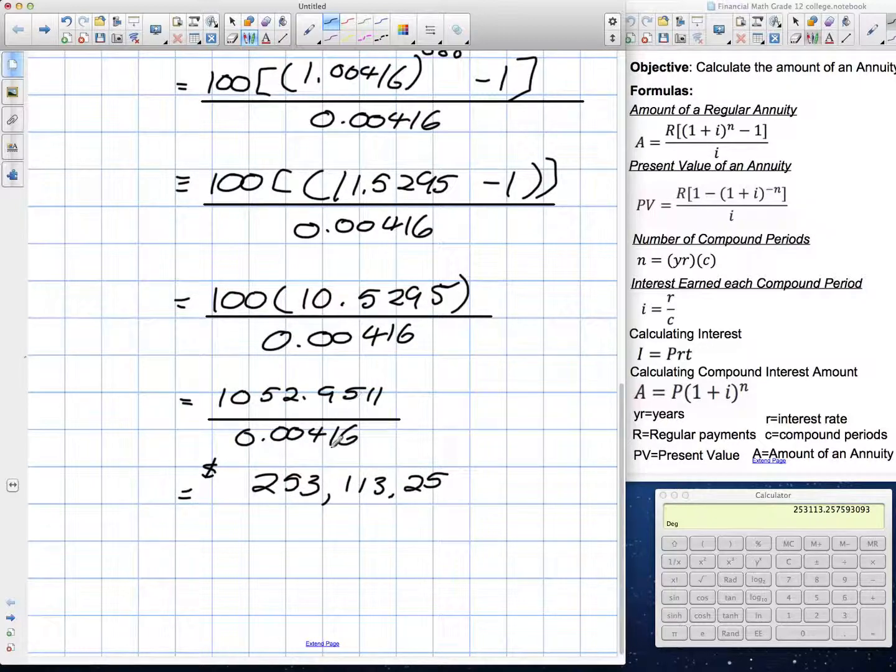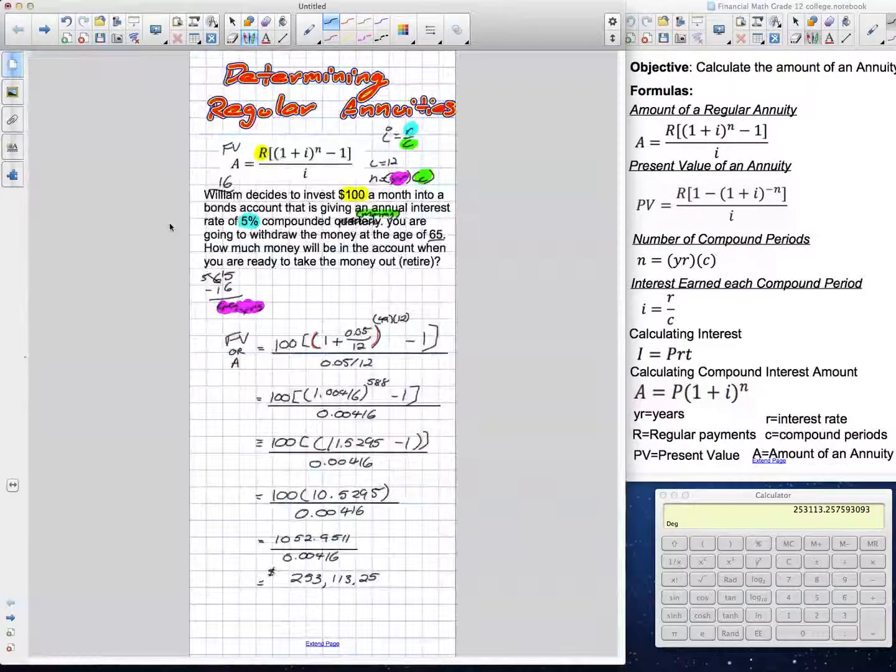So, if he's able to just put in $100 every month, okay, just a small savings thing, kind of forget about it. By the time he goes to retire, he'll have $253,000.